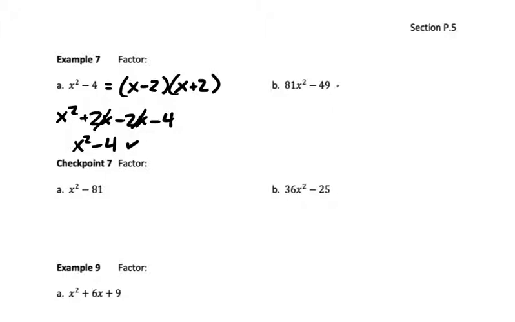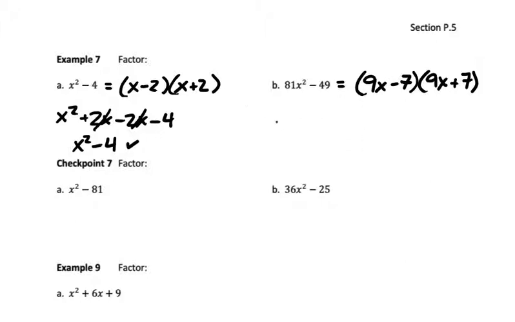For b, we have 81x squared minus 49. So for numbers, I'm always taking square roots. So square root of 81 is 9. And since it's 81x squared, this would be 9x. 9x times 9x is 81x squared. My last term, or my second term in each set of parentheses, is going to be the square root of 49, which is 7. So we have 7 here and here. One is going to be positive, one is going to be negative, doesn't matter which.